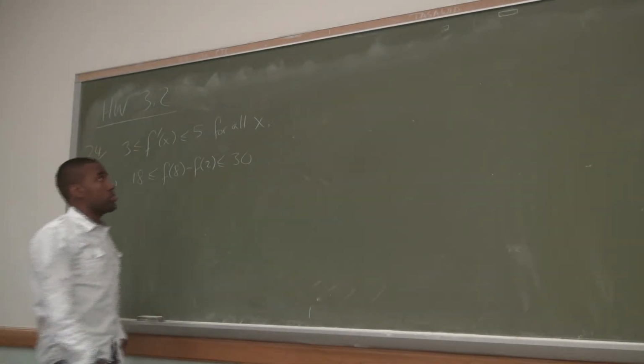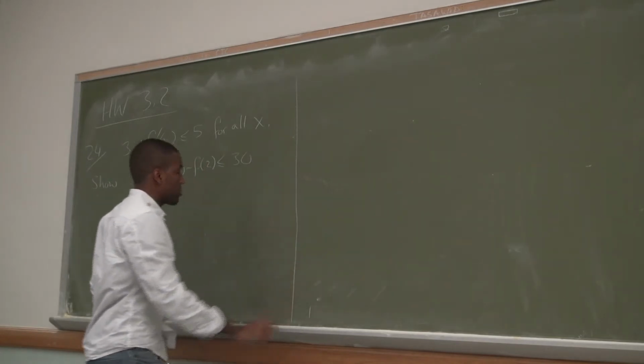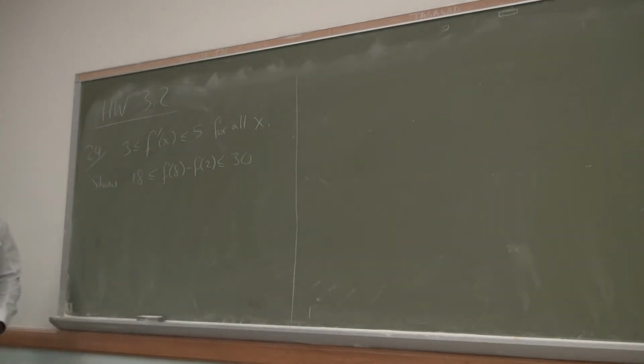Okay, how do we do this one? You just put it in the formula. F prime of C equals F of B minus F of A over B minus A. Right, so the derivative is defined everywhere. I guess we are supposed to also assume it's continuous. This way we can apply the mean value theorem.